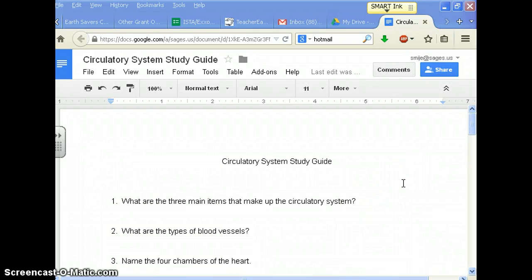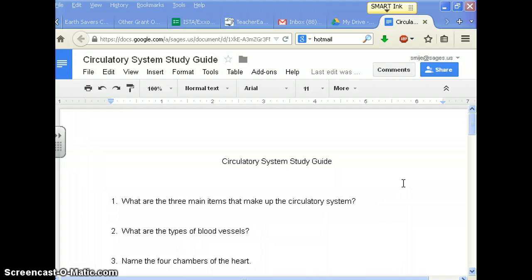If you happen to miss class today or weren't sure of some of the answers on your study guide, we're going to go through them quickly. So the first thing on our study guide is what are the three main items that make up the circulatory system. Here we're looking at the heart, blood, and blood vessels.